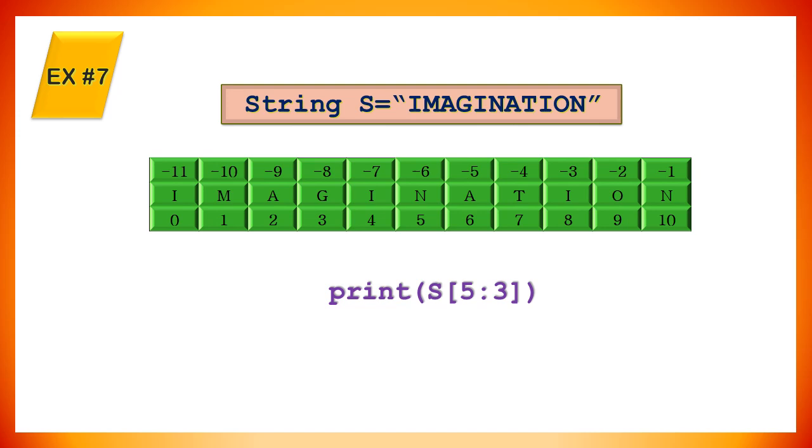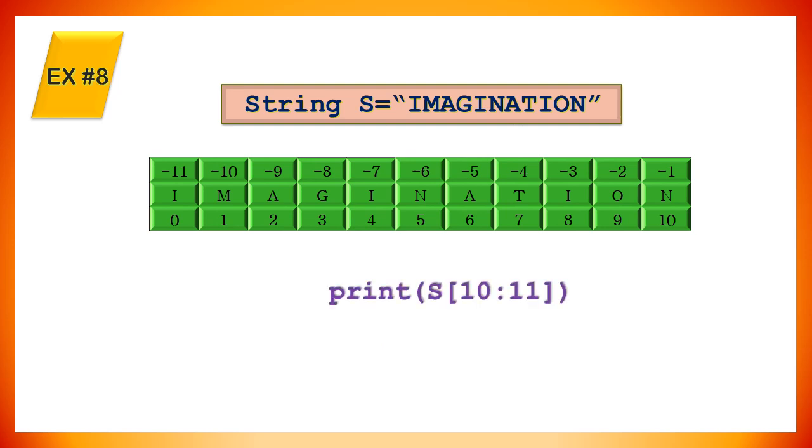Example number 7. S[5:3]. See here also, the starting index is 5. The ending index is much less than the starting index. As I said in the previous example, the starting index has to be less than the ending index. But here the ending index is less than the starting index. That's why here also an empty string will be returned in the output.